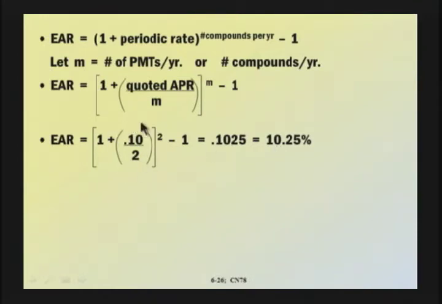Instead of being paid 5% after 6 months and another 5% after the second 6 months, we could just be paid 10.25% at the end of the year, and it would reflect that semi-annual compounding that would have taken place. So we call that the true cost or the true return on an investment, because it would reflect all the compounding that would take place during the year.